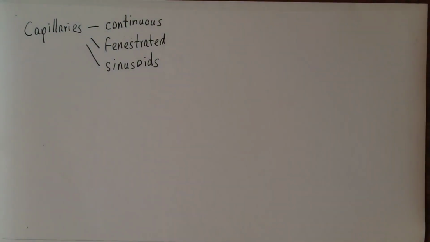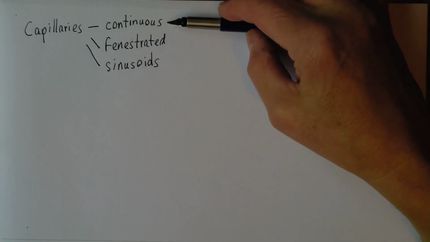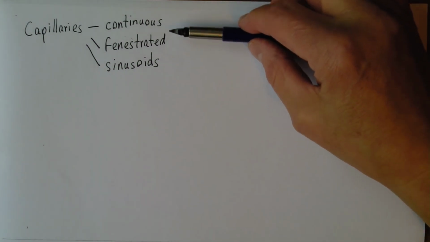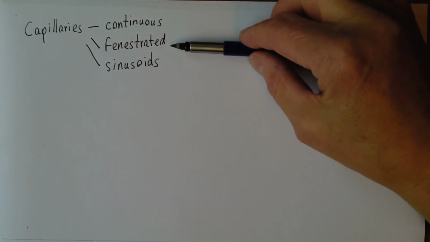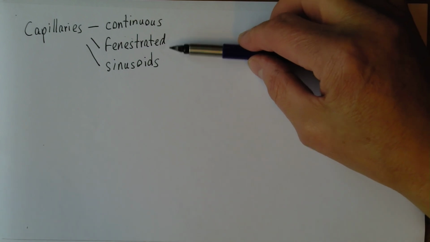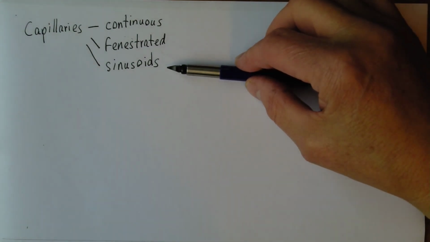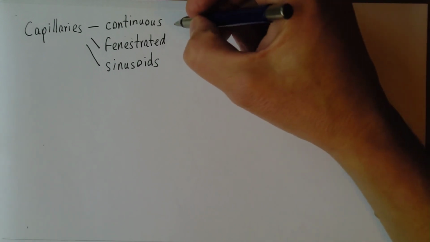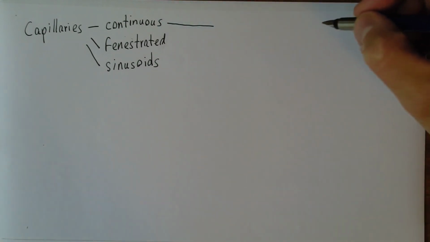Now, carrying on with the lesson on capillaries, we want to notice the different types of capillary. And basically there's only three types. There's the continuous capillary, or the continuous type of capillaries, the fenestrated capillaries, and the sinusoids. So first let's think about the continuous capillaries first of all.